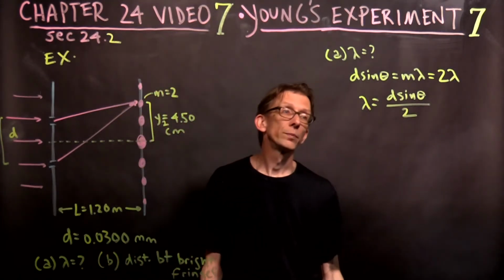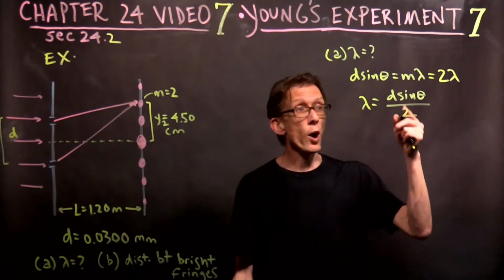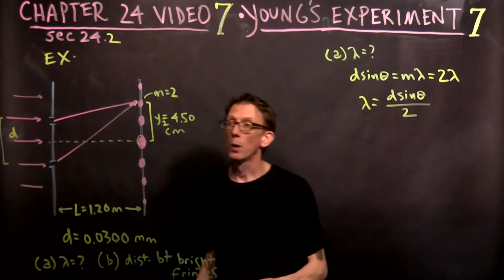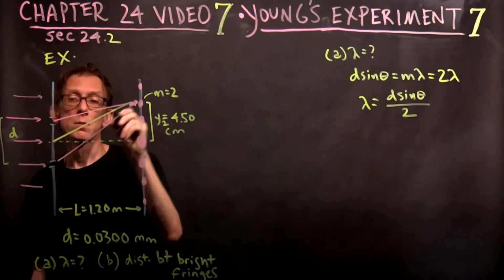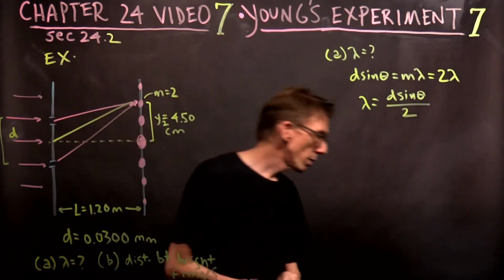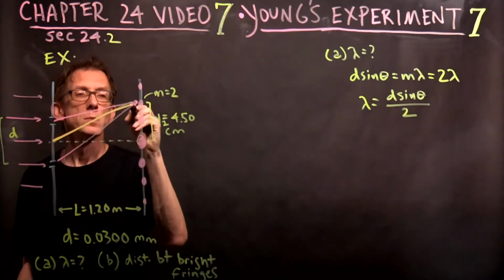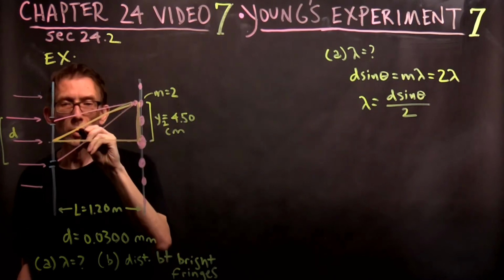Well, we know d is given to us free of charge. We don't know theta. We've got to find theta. We can find theta because we have a triangle. Let's see, what's a good color? Maybe orange, which I haven't used here. This triangle right there. Here's our theta.